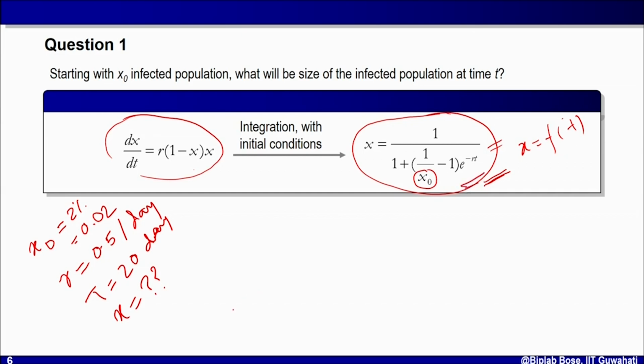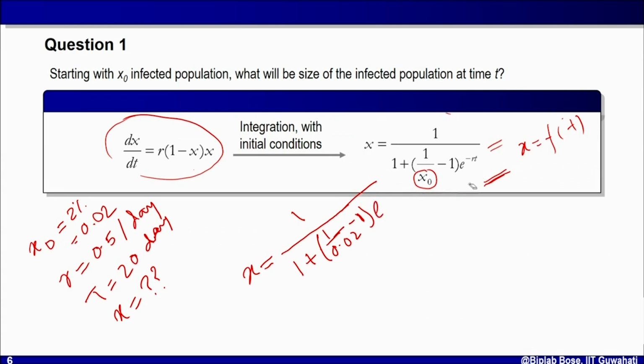So in this case, x will be equal to 1 divided by 1 plus 1 divided by x naught, which here is 0.02, minus 1, into e to the power minus, the rate is 0.5, into 20.